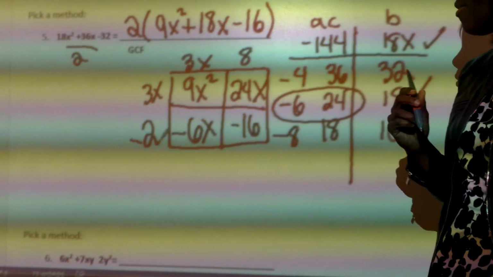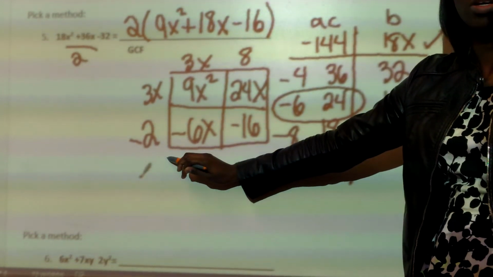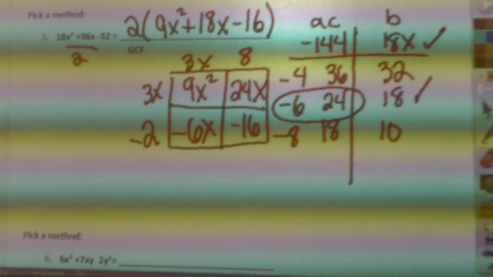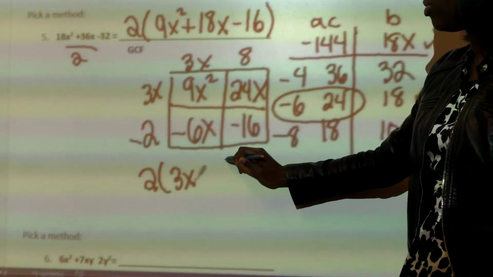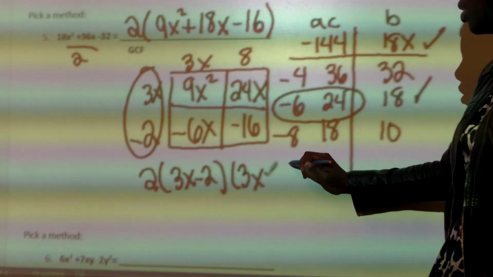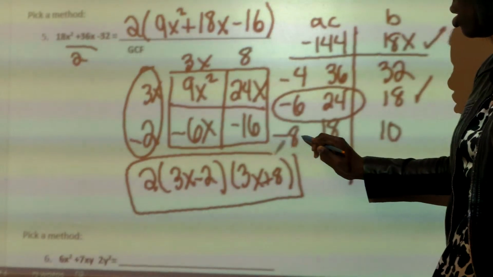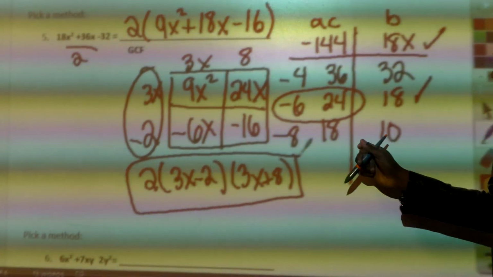Everybody got it? So our final answer is, can you see this on the tape if I write right here? Negative 2, not negative 2. The GCF is positive 2 times 3x minus 2, this first one, and then 3x plus 8. Any questions? Try the last one on your own.